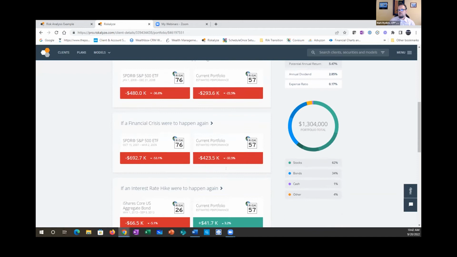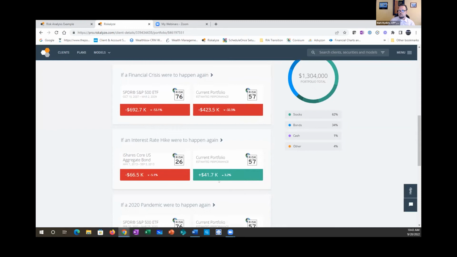What if the financial crisis were to happen again? That portfolio is down $423,000. So if this happens in the beginning of the retirement at $1.3 million, it's going to change their retirement. So good to know, right? Look at these diagnostics and know what's in your portfolio.